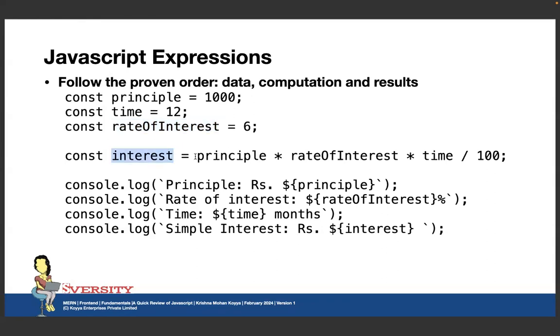Similarly, I'm computing the interest by using our simple interest formula, right? PTR by 100 or PRT by 100, whatever it is. So that is also a constant. I am not going to recompute the interest anywhere. Now I am using template strings to print everything. So principal rupees 1000 gets printed here. Rate of interest 6% gets printed over here. Time 12 months gets printed over here. Simple interest rupees, whatever value gets computed here, is going to be printed over here.